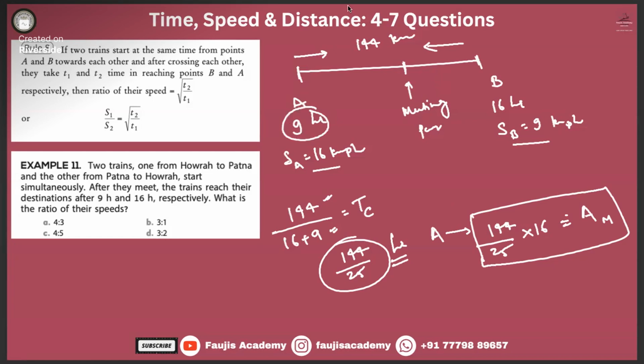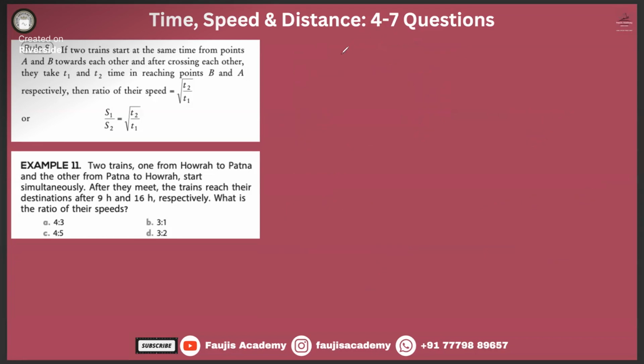So let's try to build it in a slightly different form. If they meet each other, the time taken by both trains up to that point would be equal, and we can assume that as t. Let's say this is Howrah and this is Patna. From here to here, it travels for 9 hours. Let's try to assume the speed. We don't really know at what particular speed they are traveling. It's pretty difficult to build from bottom to top, so let's try to work around it.